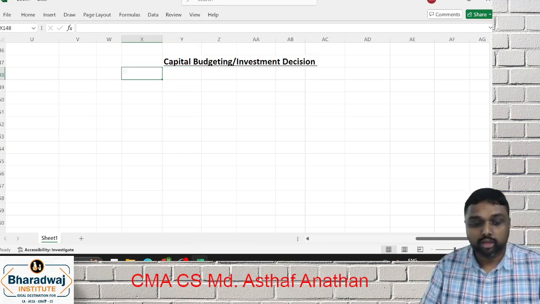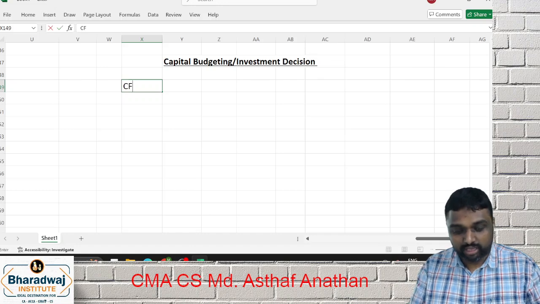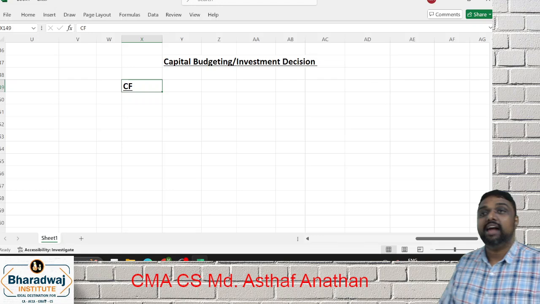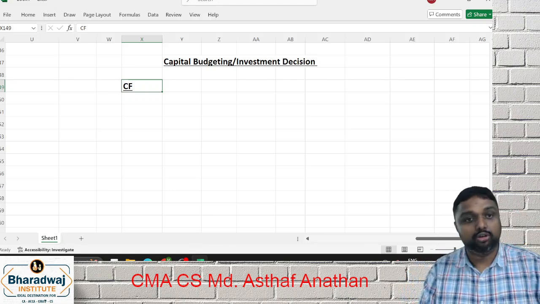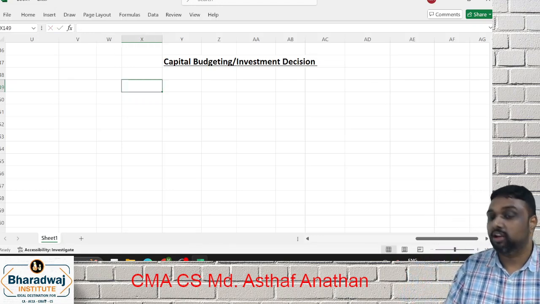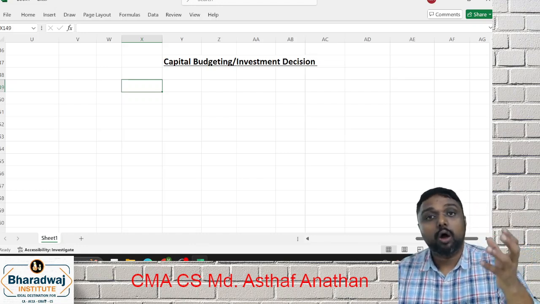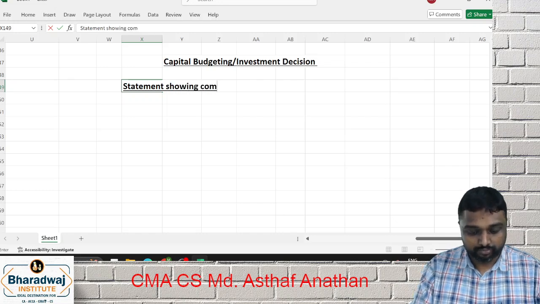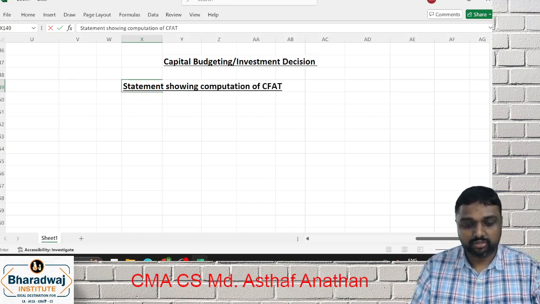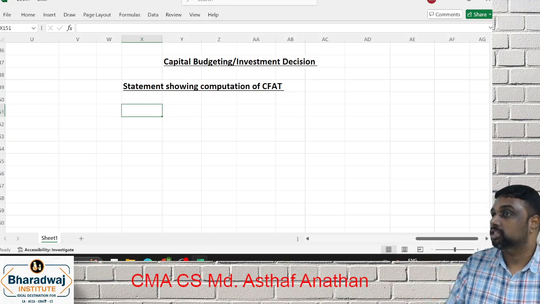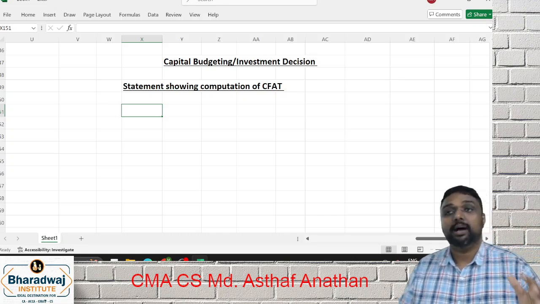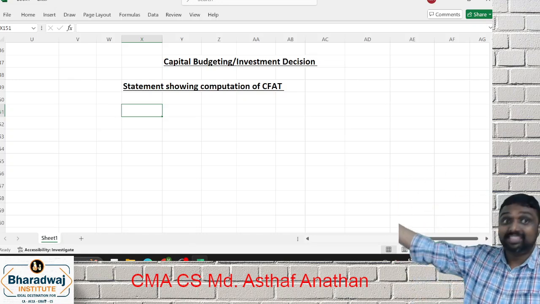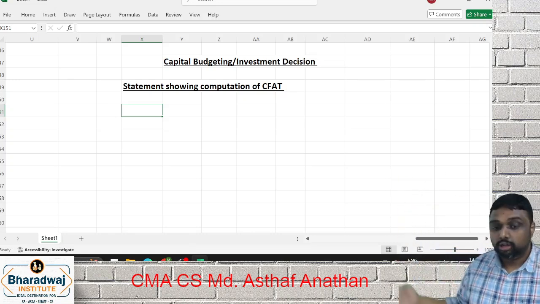First, you have to check whether the cash flow is given or not. If cash flow is not given, for any capital budgeting method you do, you have to find the cash flow. That is the first step. Statement showing computation of CFAT. This depends. Sometimes they'll give PAT, sometimes PBT, sometimes sales data itself. So depending upon the data, you have to work it out.